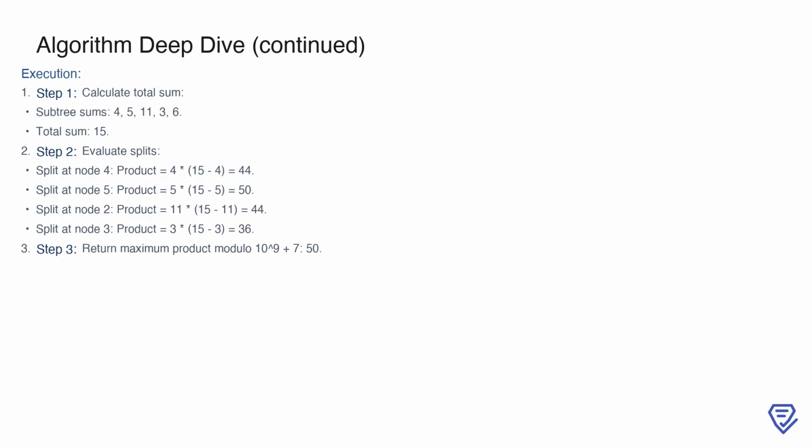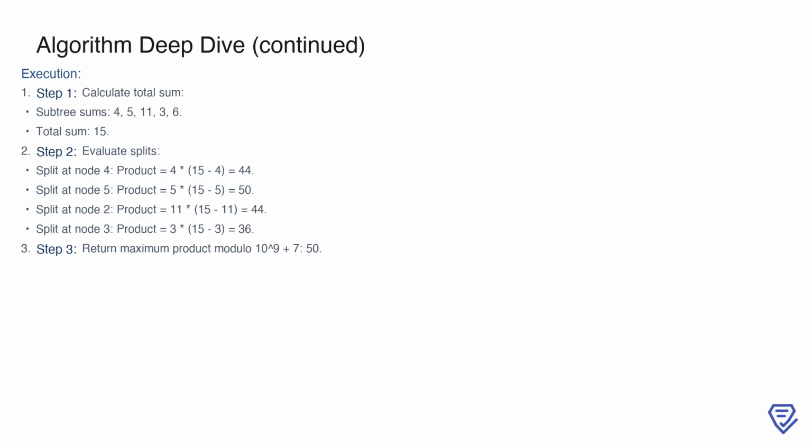Next, we evaluate possible splits. Splitting at node 4 gives a product of 4 times 11, which is 44. Splitting at node 5 gives a product of 5 times 10, which is 50. Splitting at node 2 gives a product of 11 times 4, which is 44. Finally, splitting at node 3 gives a product of 3 times 12, which is 36.